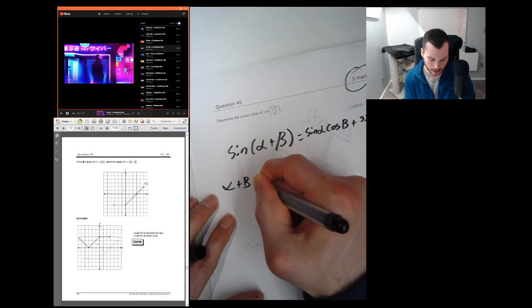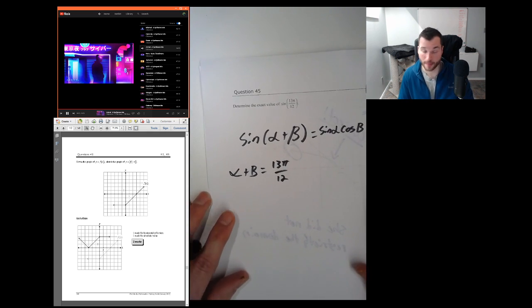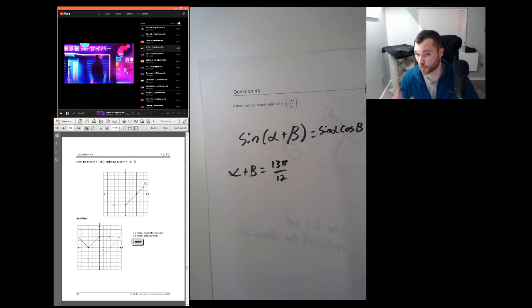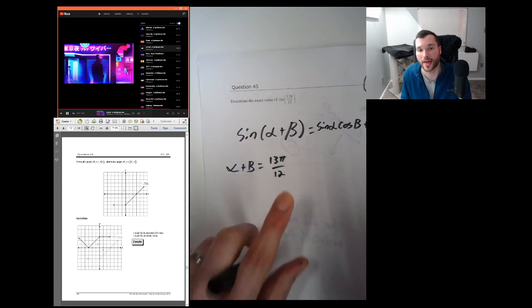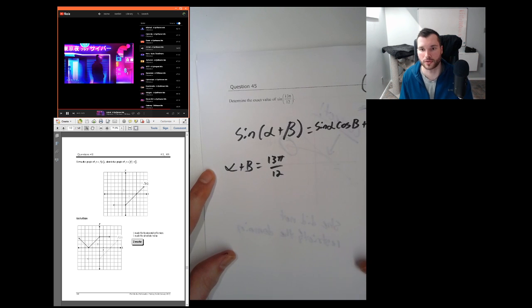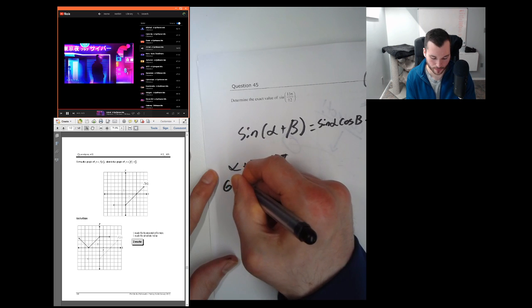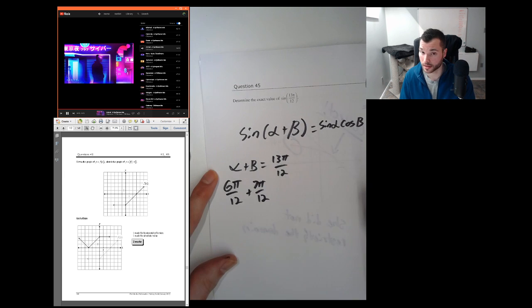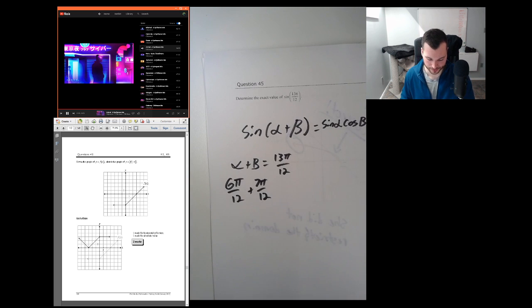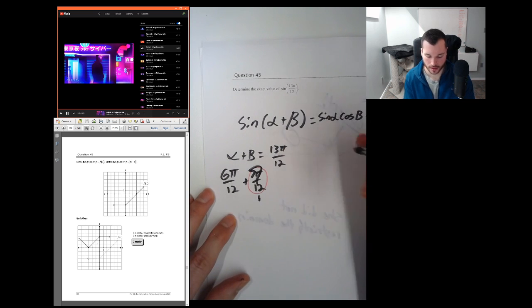We need alpha plus beta to be equal to 13 pi over 12. There are a lot of ways that we can do this. My go-to is to just get some values that add up to 13 and have a denominator of 12, which we can reduce afterwards. So here's a couple of things I know. We can do 6 pi over 12 plus 7 pi over 12. That would get us to 13, but there's a problem: what's 7 pi over 12? So that's not going to work.